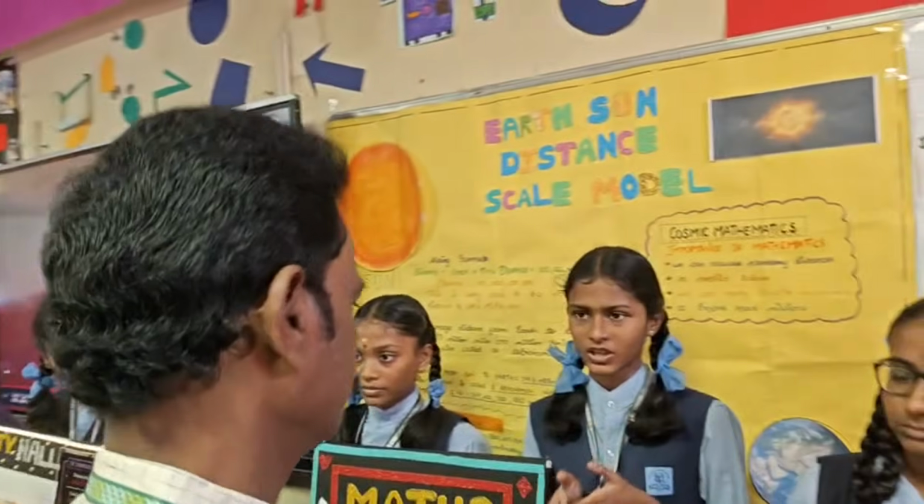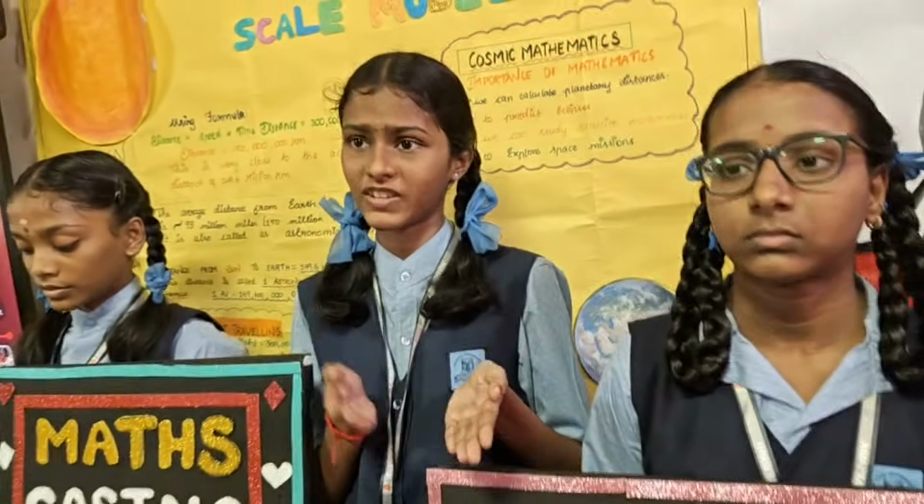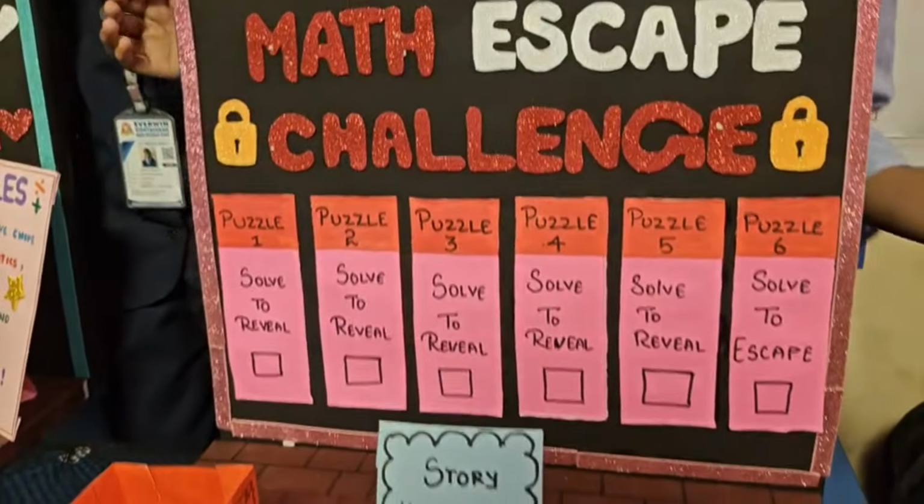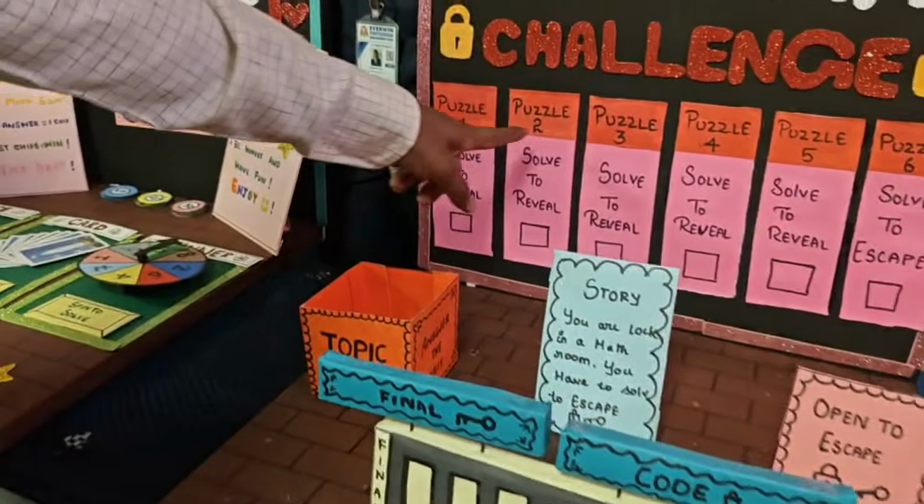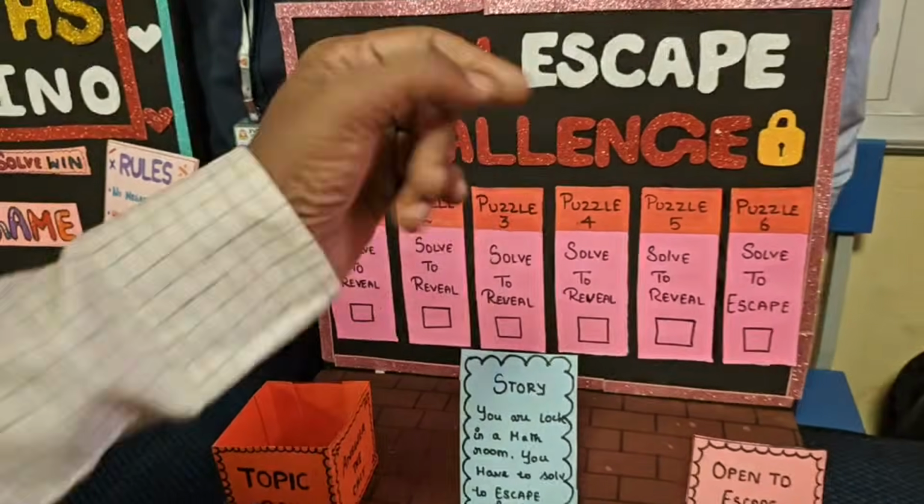Real casino depends on luck, but Math Casino is all about solving and analyzing. This game improves speed, calculation, probability and decision making skills. In Math Escape Challenge, the player solves puzzle 1, then opens the clue box and picks a chit. The chit tells the topic for the next question such as arithmetic, algebra, geometry, etc. And then puzzle 3 like this, move on.